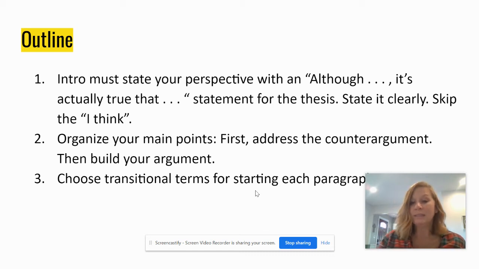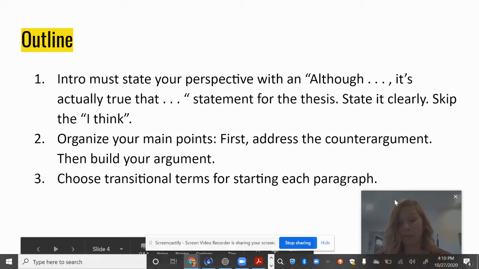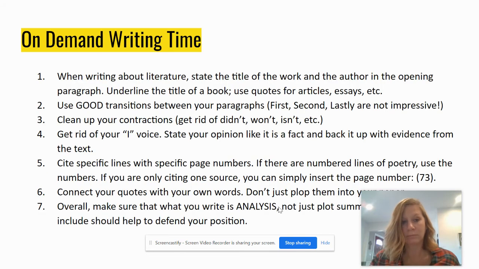State it clearly, skip the I thinks. The I thinks kind of get in the way of your credibility anyway, because somebody might question, well, who are you and why should I think what you think, right? If you just state it like it's a fact, they're less likely to challenge it. Organize your main points. First, you're going to address the counter argument. Then you're going to build your argument. Okay, you have to address the counter argument first. Choose the transitional terms you're going to use for starting each paragraph.